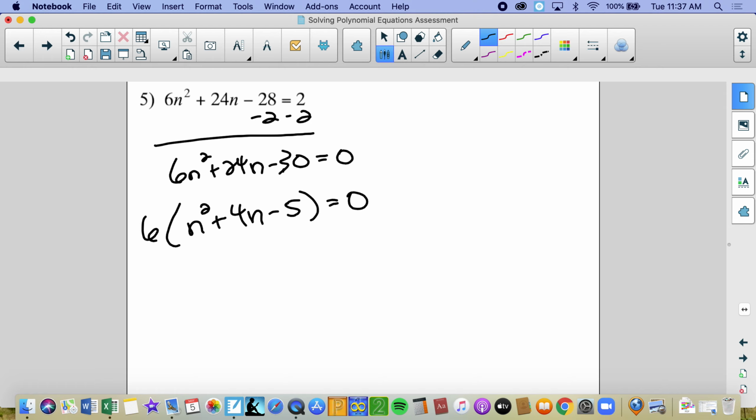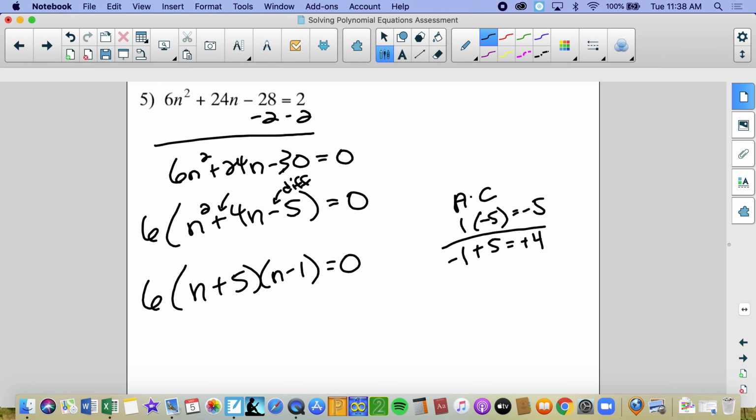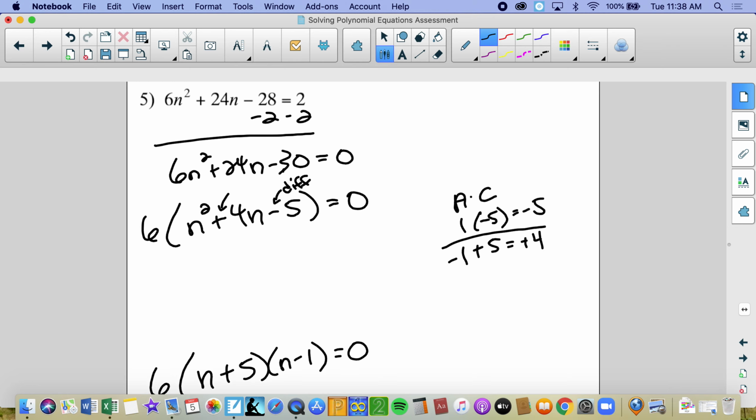If you're good, you also should be able to see that, hey, mental math. I don't know if anybody sees that this is going to be n plus 5, n minus 1. Some of you will get good and be able to do that. If you use A times C, that's fine. It's 1 and negative 5. Factors of 5 are 1 and 5. The signs are different, and the bigger is positive. Does that equal my middle? Yes. We'll move this down because we'll still do the technique.